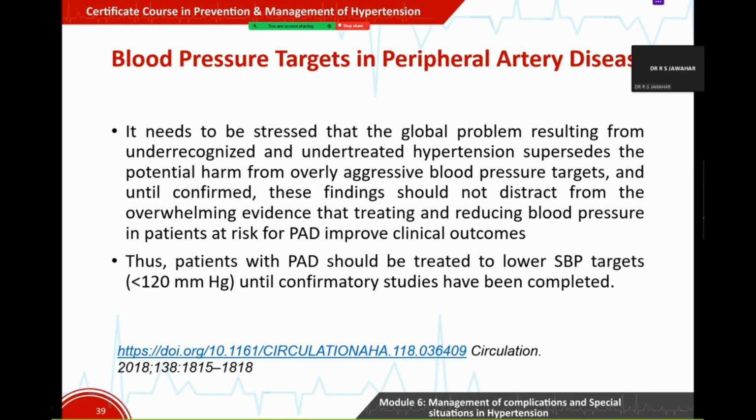It needs to be stressed that the global problem resulting from unrecognized and undertreated hypertension supersedes the potential harm from overly aggressive blood pressure targets, and until confirmed, these findings should not distract from the overwhelming evidence that treating and reducing blood pressure in patients at risk for CAD improves clinical outcomes. Patients with PAD should be treated to lower systolic blood pressure targets, less than 120, until confirmatory studies have been completed. So keep the systolic blood pressure less than 120 in all peripheral artery disease individuals.